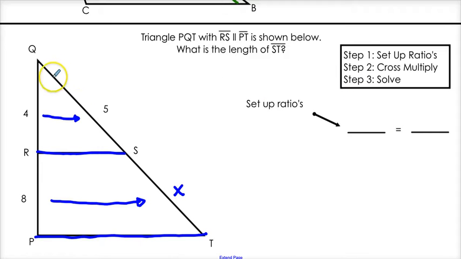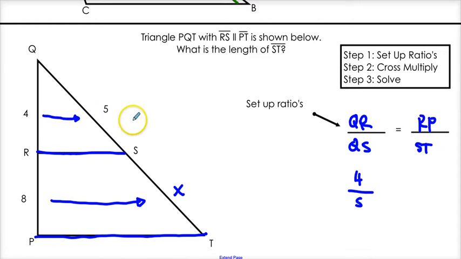The ratio is this. We know that QR to QS, I'll write that out first, QR to QS is the same as RP to ST. Pause the video if I'm going too fast and you can see what I'm talking about. So let's just replace the numbers that we have for those. QR is 4, QS is 5, 4 to 5, and that's the same as the proportion of 8 to X, RP to ST. To solve this, we can just cross multiply.